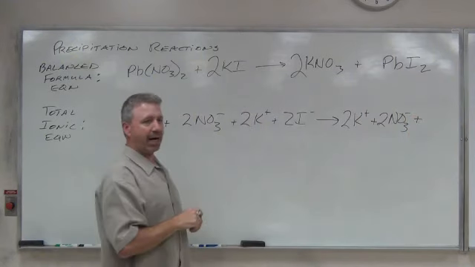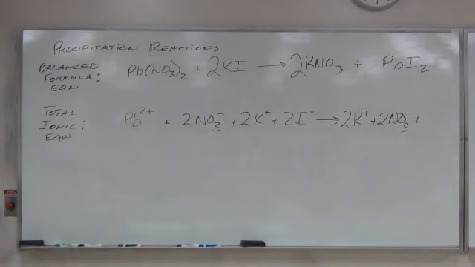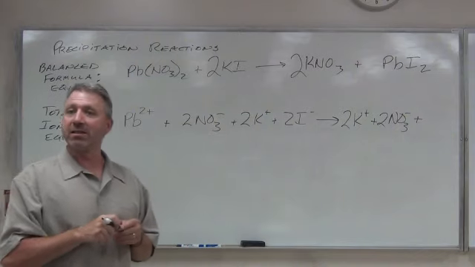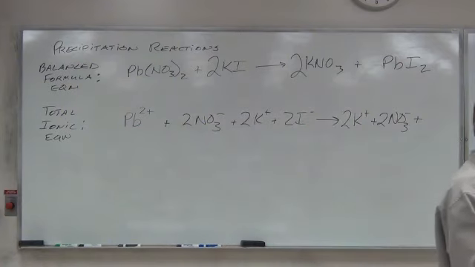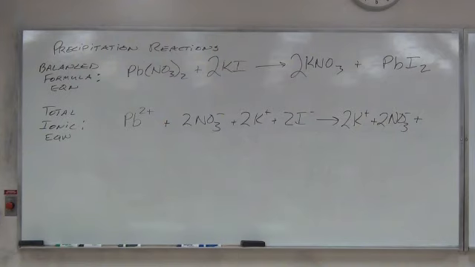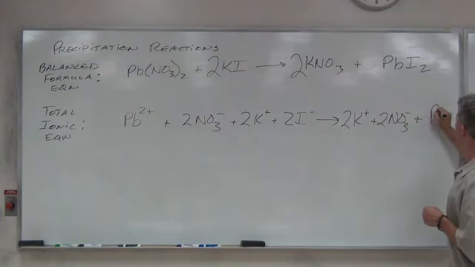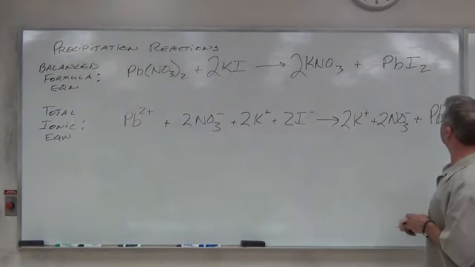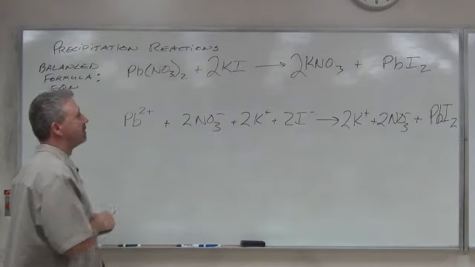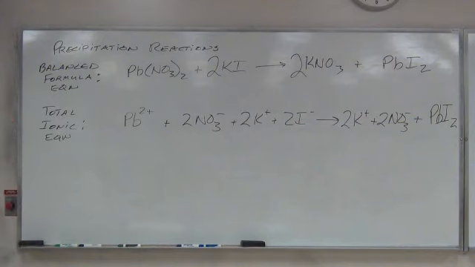How about lead 2 iodide? Does that break apart? No, it doesn't, does it? Why? All iodides, chlorides, and bromides are soluble, except when the iodides, chlorides, and bromides are with lead 2. This is lead 2. So I don't break it apart. I keep it together. I applied my solubility rules. Anything that broke apart according to the solubility rules is shown broken apart in its ionic form.